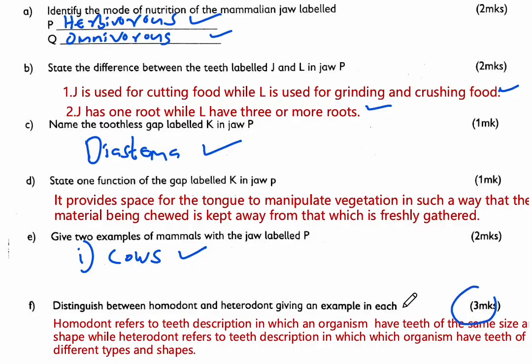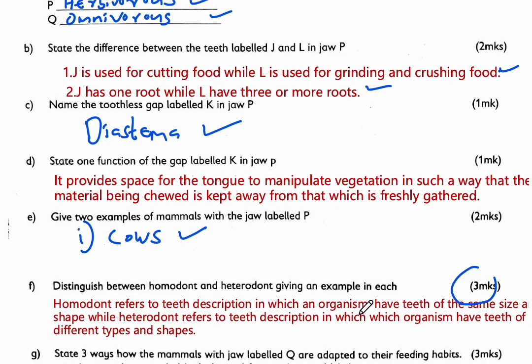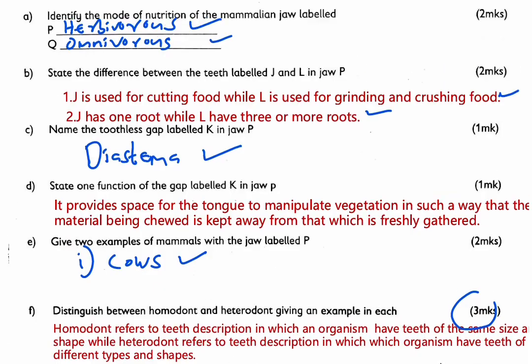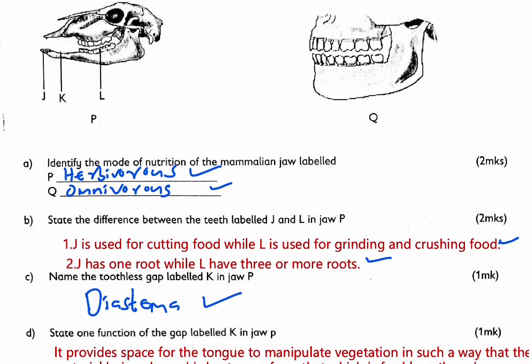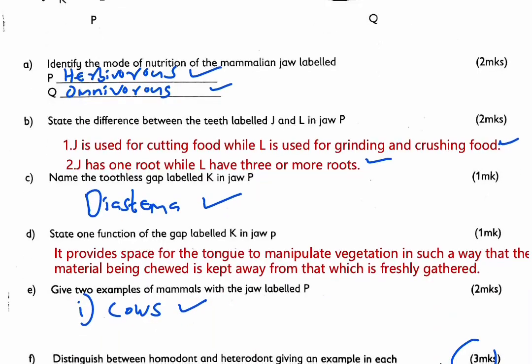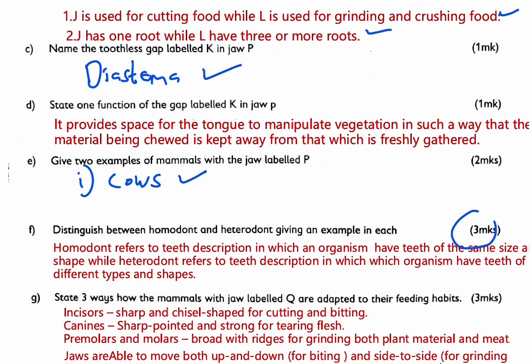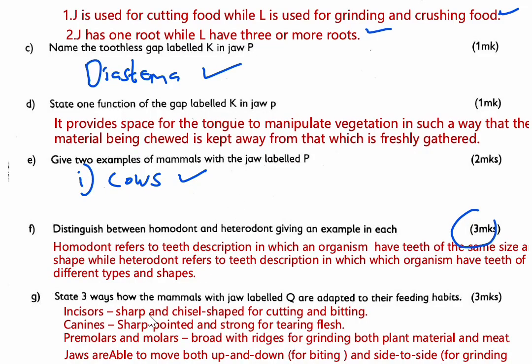Part G. State 3 ways how the mammal with the jaw labeled Q is adapted to its feeding habits. Remember, Q is for omnivorous. So how are omnivorous adapted to their feeding habits? We're going to talk about their teeth, their structure, and their function. So we get those 3 marks. They have incisors. How are incisors adapted? Incisors are sharp and chisel shaped for cutting and biting. That is true. You can look at your incisor and see it is chisel shaped. What about canine? Canine is pointed and strong for tearing flesh. That is true.